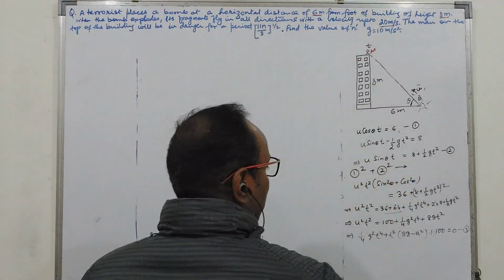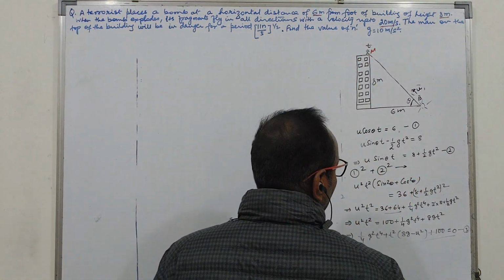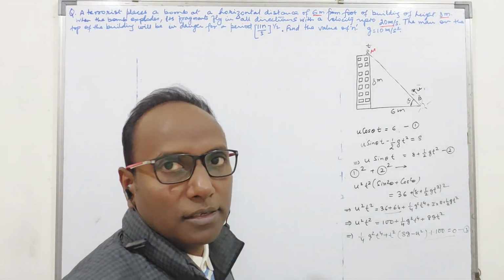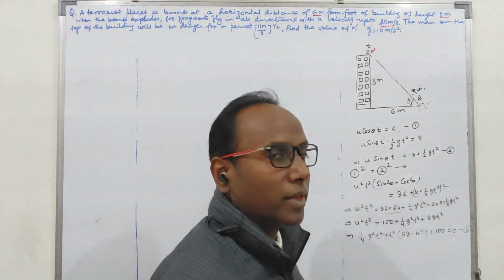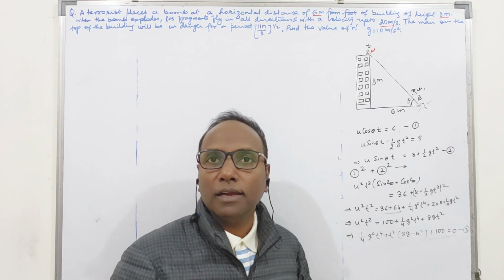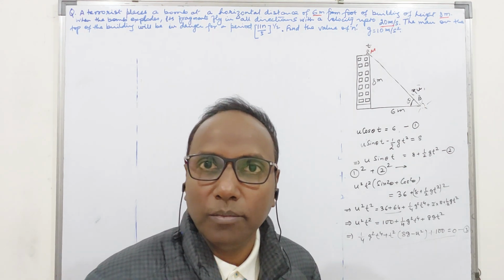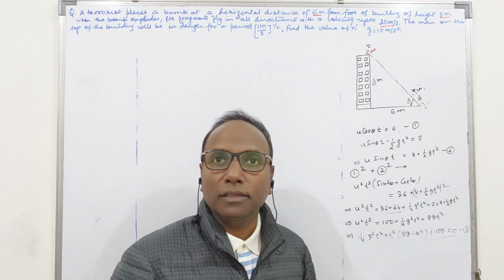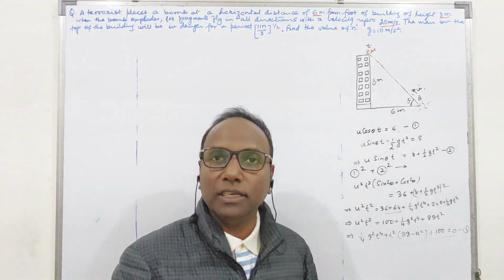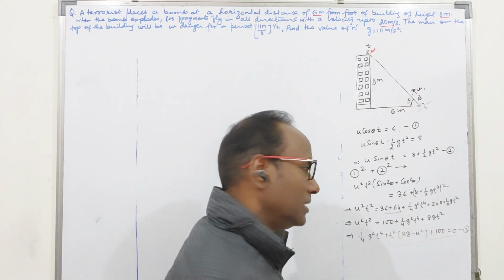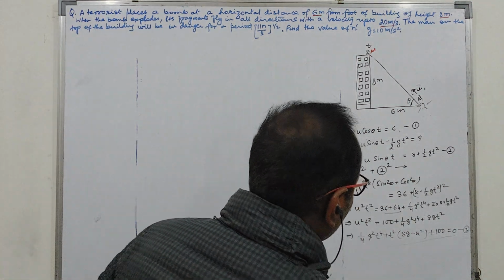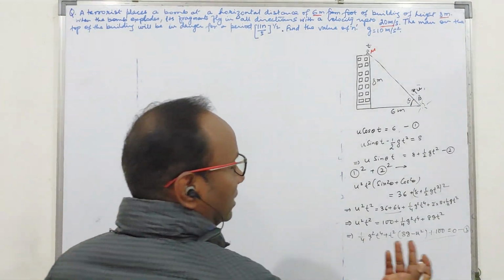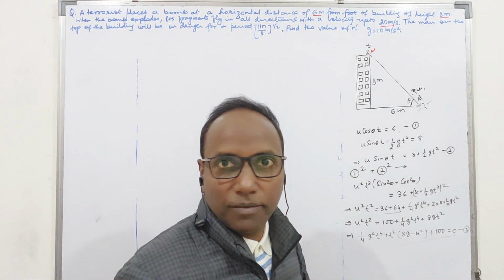Now you know from the quadratic equation that the sum of the roots is minus b by a, and the two roots when multiplied with each other is c by a, right? So let us use that. So from here we can suppose t1 and t2 time we would have got, right?